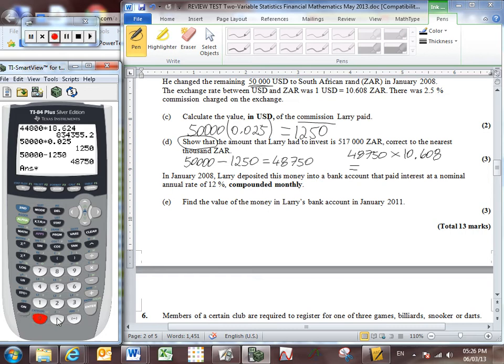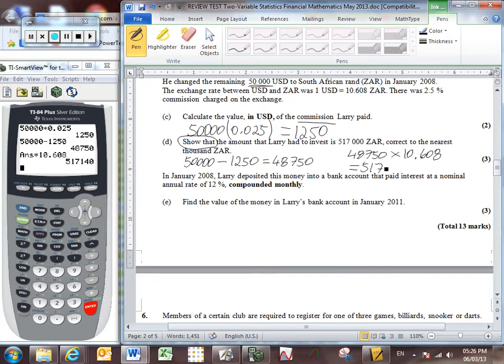Multiplied by 10.608. Oops. And of course we need to round. Oh, well, that's nice. It's already a whole number, 517. Now I must write down this complete answer that the calculator gives us, and then I must show that this rounds to 517,000 as required, correct to the nearest thousand. You see, it's been rounded to the nearest 1,000.